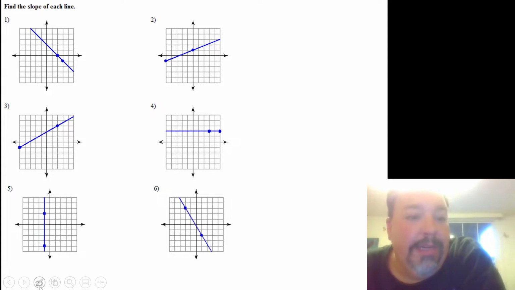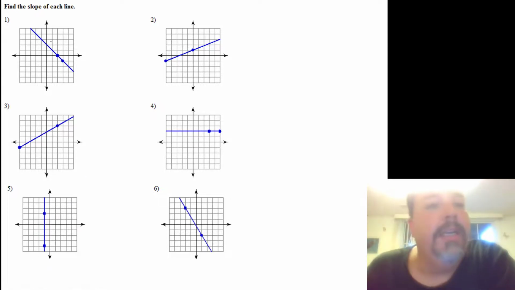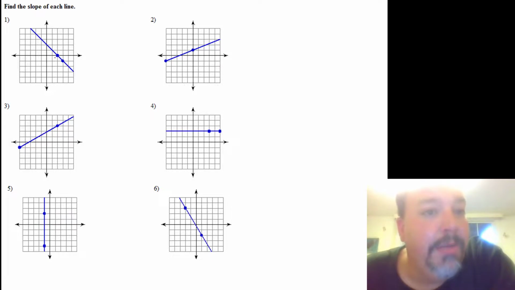All right, a few more here. Let's go through the ones here on the left side. So for number 1, it's going down 1 to the right 1. So down 1 to the right 1. That would be negative 1 over 1, which we're just going to write as negative 1. So again, you want to simplify your answer.